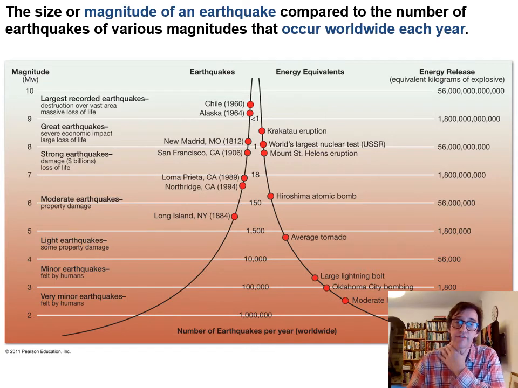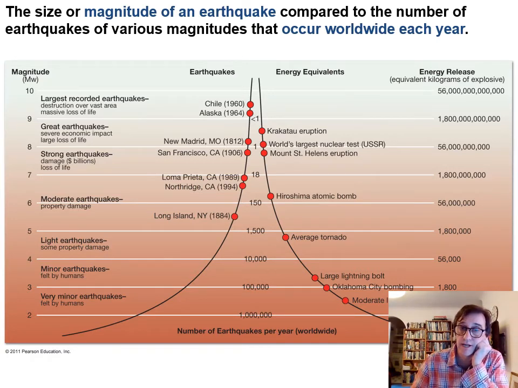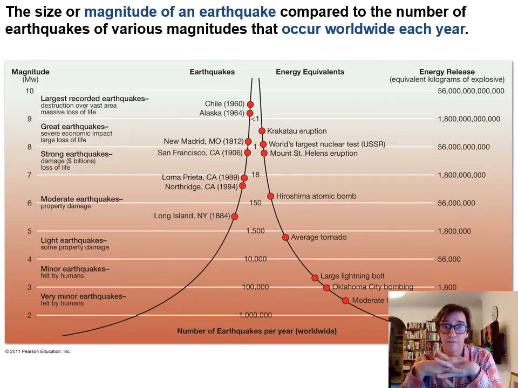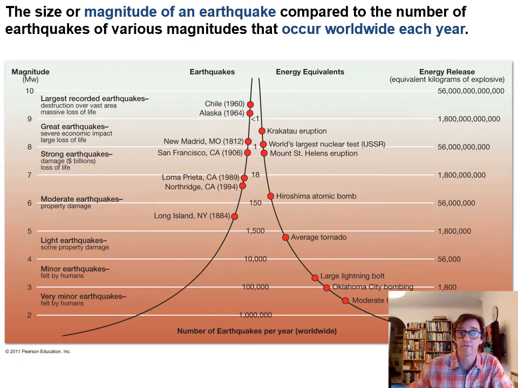The energy equivalent gives you an idea about the amount of energy being released. The Hiroshima atomic bomb from World War II was, in terms of earthquakes, about a 6.2. The Mount St. Helens eruption released about the same amount of energy as the San Francisco 1906 earthquake. The largest man-made explosion, a nuclear explosion from the former Soviet Union in the 1950s or 60s, was around about an 8.0 on the scale. So earthquakes get larger than that, and larger than many even huge historic volcanic eruptions like Krakatoa.